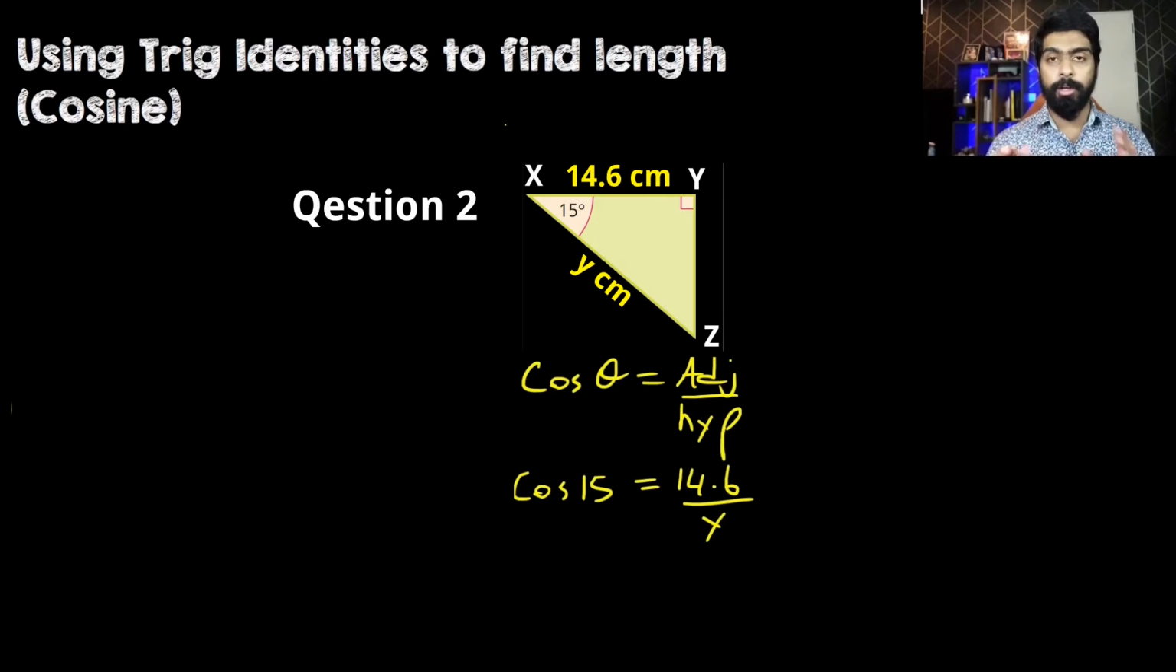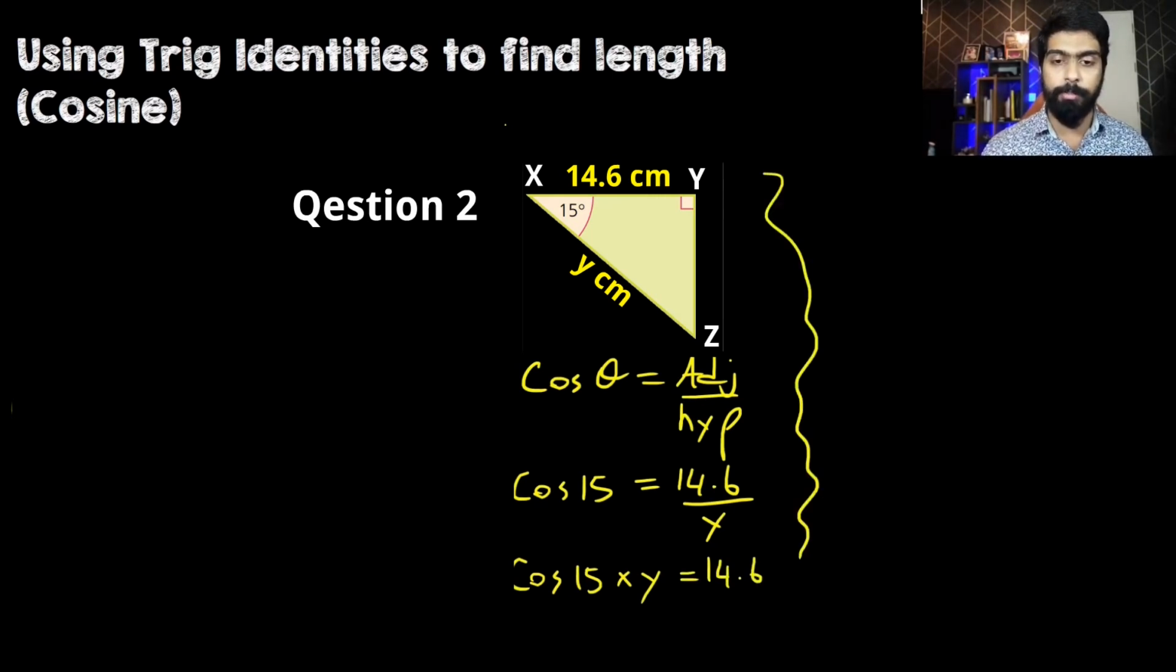Now in this case do not panic just because you see the unknown variable in the denominator. What we have to do is transpose y to the other side. So cosine of 15 degrees multiplied with y will give us 14.6. Now let's go to the next step. So we have y is equal to 14.6 over cosine of 15 degrees.